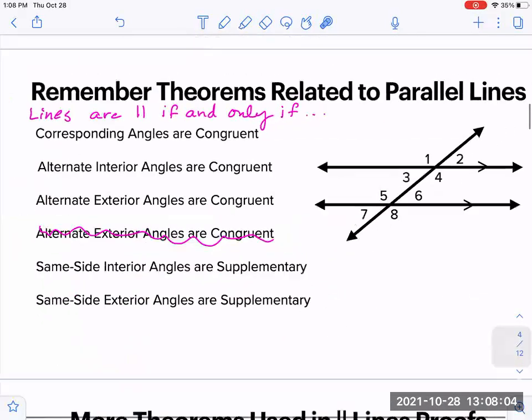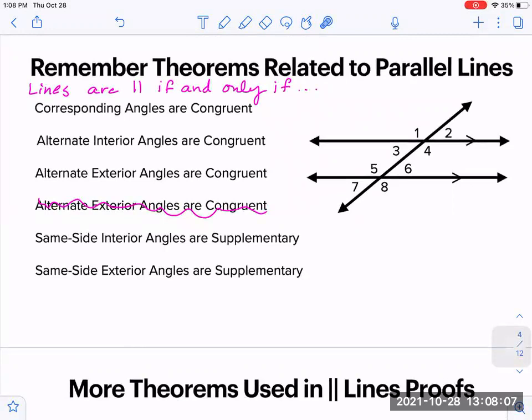Good job, Ann. All right, so there are theorems we talked about yesterday regarding parallel lines. I want to remind you of them because we're going to use them today in our parallel lines proofs. Lines are parallel if and only if corresponding angles are congruent. Alternate interior angles are congruent, alternate exterior angles are congruent, same side interior angles are supplementary, same side exterior angles are supplementary. Now, when it's if and only if, it means it's true from hypothesis to conclusion and conclusion to hypothesis, right?